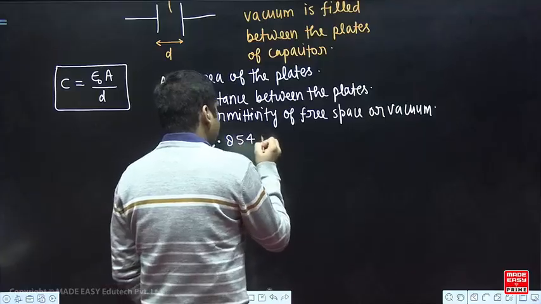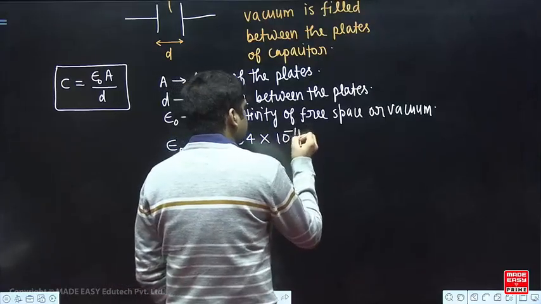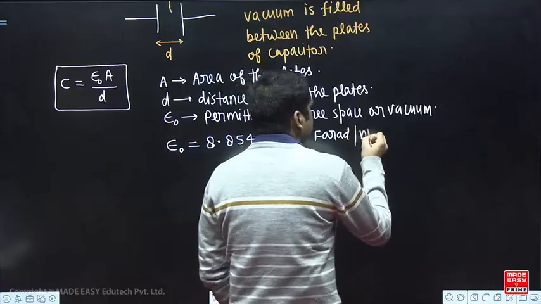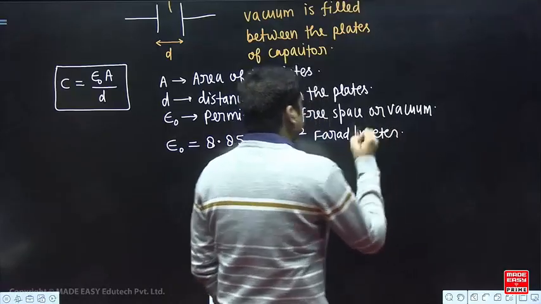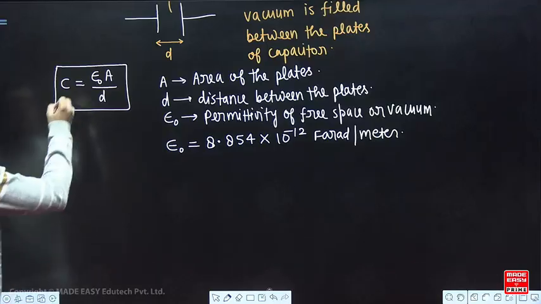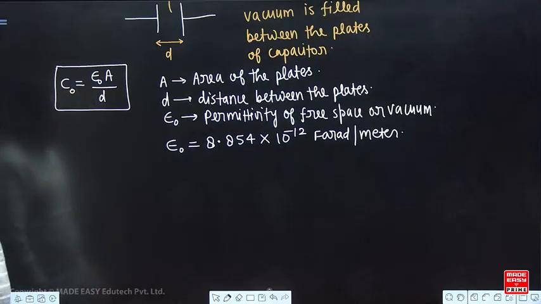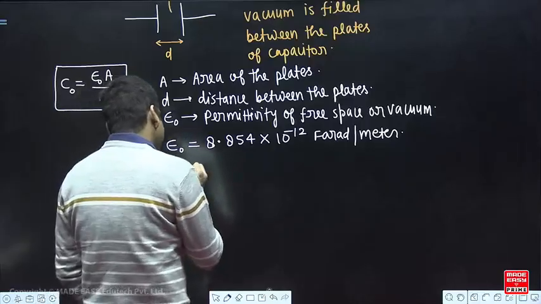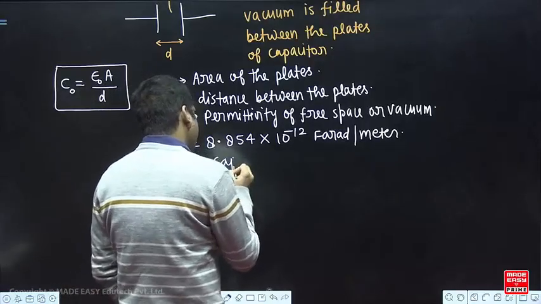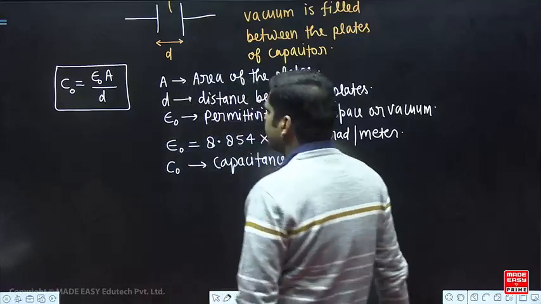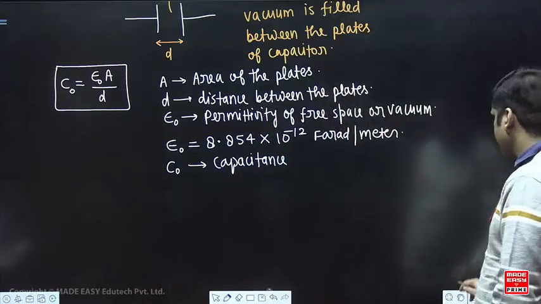This epsilon naught is 8.854 times 10 to the power minus 12 farad per meter. No need to memorize this value, I am just telling you. This is the capacity to store charge. Higher the value of capacitance, I am representing it by C naught. C naught is the capacitance when vacuum is filled between the plates. Capacitance is the ability to store charge.